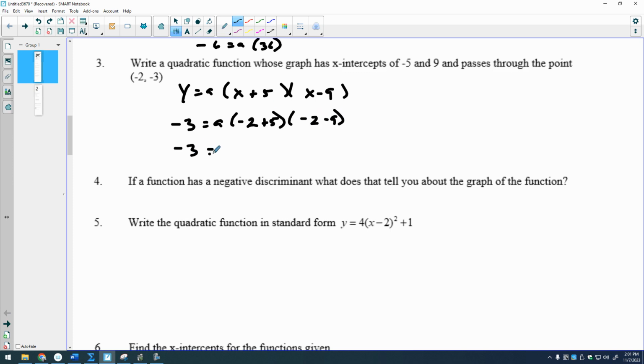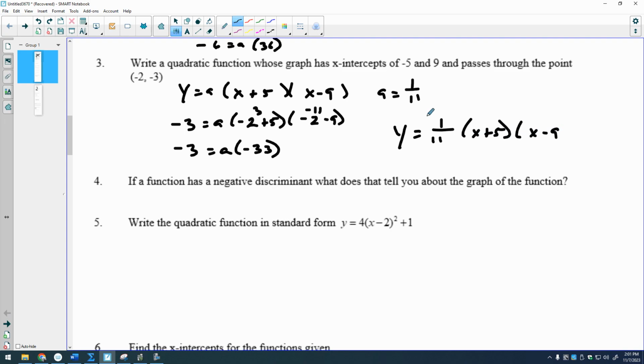Working it out, I get negative 3 equals a times, this is a positive 3, this is a negative 11, so this becomes a negative 33. When I divide, I get a equals 1 over 11. Plug the 1 over 11 back in for a in my original equation, and there's my equation.